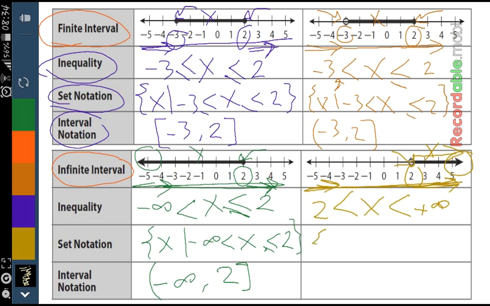In set notation, we say that x such that x greater than 2 and less than positive infinity, and we close the bracket. Finally, in interval notation, the starting point is 2, comma, the ending point is positive infinity. Positive infinity, just like negative infinity, always takes a rounded bracket, and 2 is not included in the interval, so it also takes a rounded bracket.